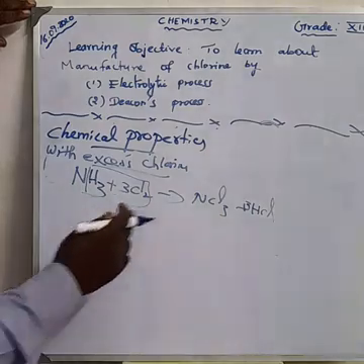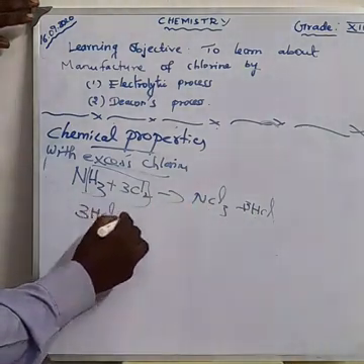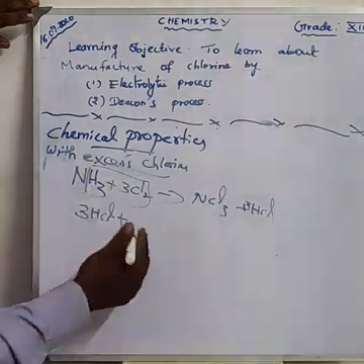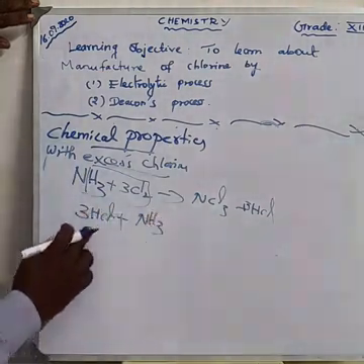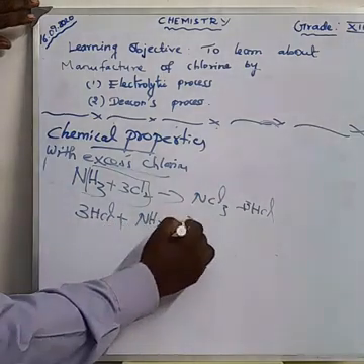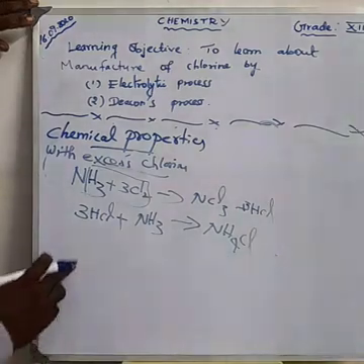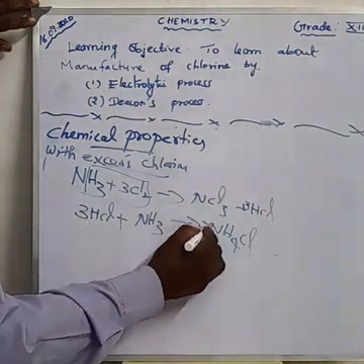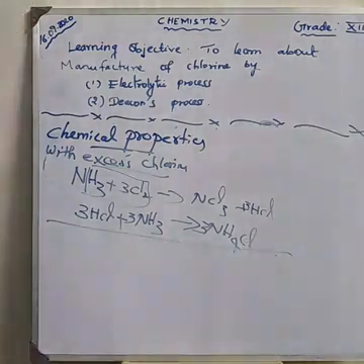Next, this 3 hydrochloric acid combines with ammonia, NH3. This hydrochloric acid combines with ammonia, we get ammonium chloride, NH4Cl. Okay, how much chlorine is there? 3 chlorine. How much ammonia is there? 3 ammonia. Now what is the overall reaction?